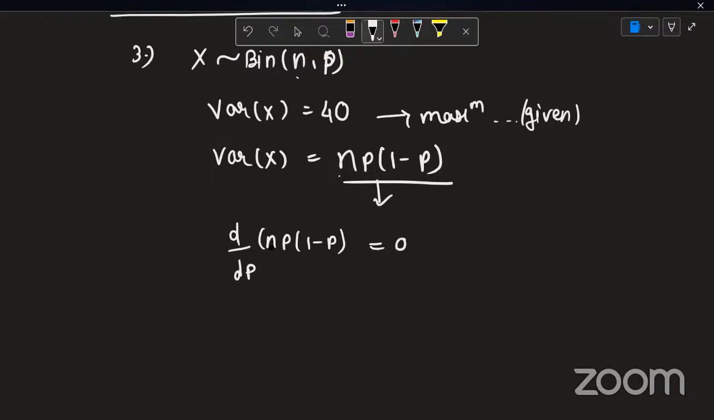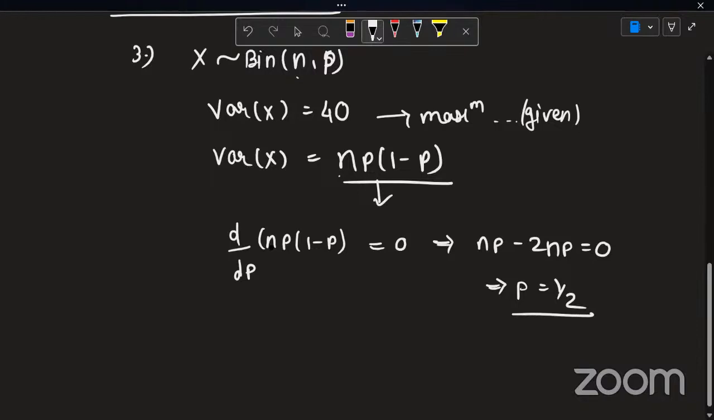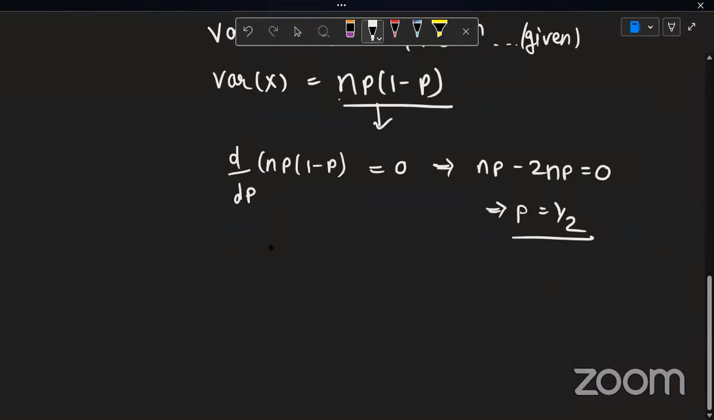Fine. So what it will be? It will be n minus 2np is equal to 0. From here you can have p is equal to 1/2. So p is equal to 1/2. Does it guarantee that it is a maximum? No, right? You have to differentiate it again, double differentiation with respect to p.